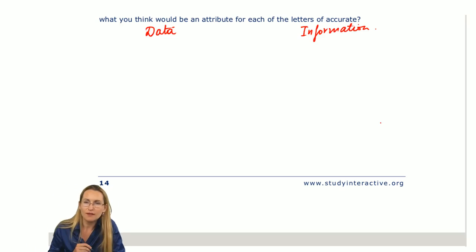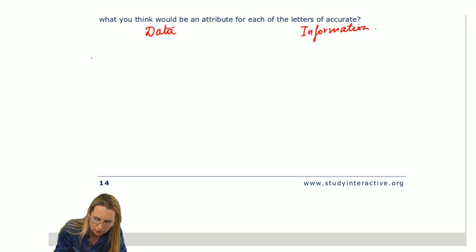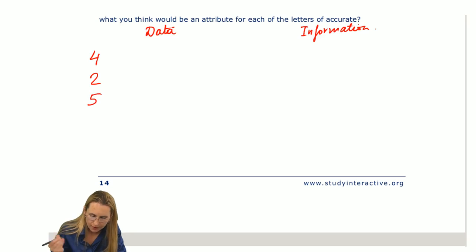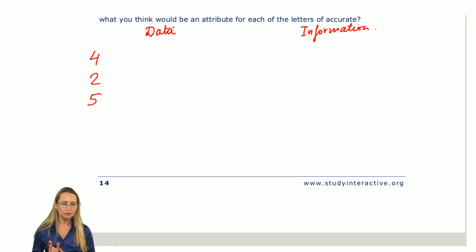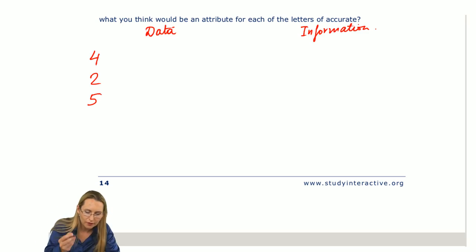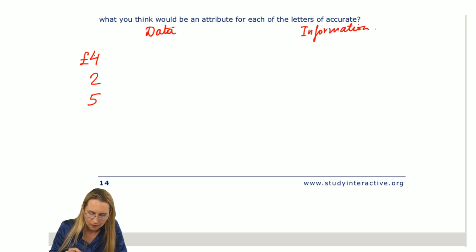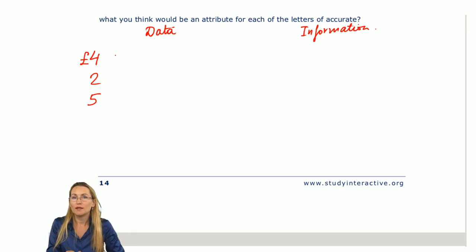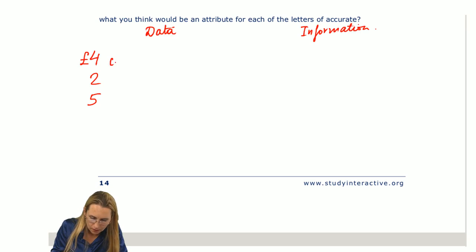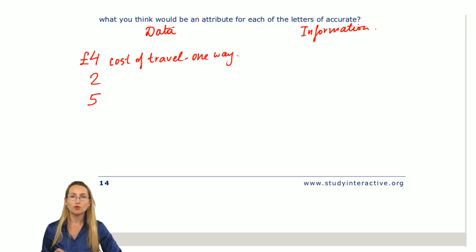So for data, I'll give you an example. If I write this 4, 2, and 5, does it mean anything to you? Well, probably not. What if I add that this is 4 pounds? Does it mean anything? No, probably not yet. But what if I tell you that 4 pounds is my cost of travel, one way. Then 2, you might guess, you might not, so probably you're guessing.